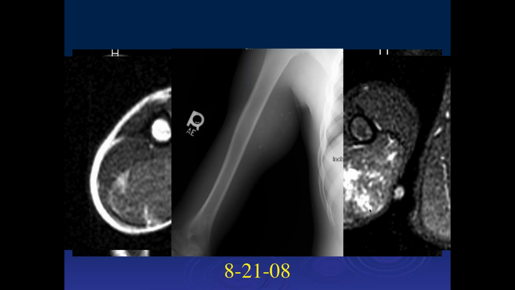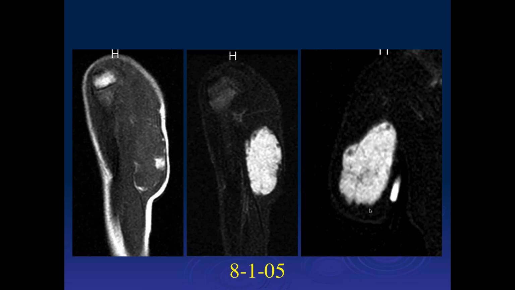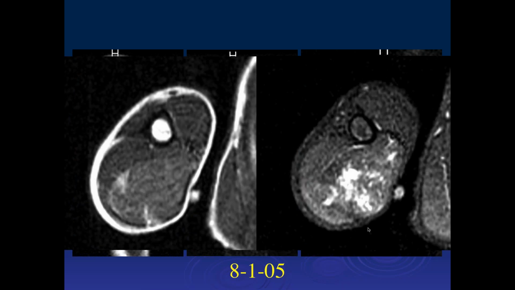This is a frontal radiograph from August 21st, 2008, about three years later. There's suggestion of a mass on this radiograph. There's definitely a mass within the soft tissues. The cortex of the humerus looks pretty well preserved. And there are little calcifications compatible with phleboliths within this lesion. These are probably little phleboliths, which is very helpful when you see that. And then some fat within it also, which is typical of the malformations.